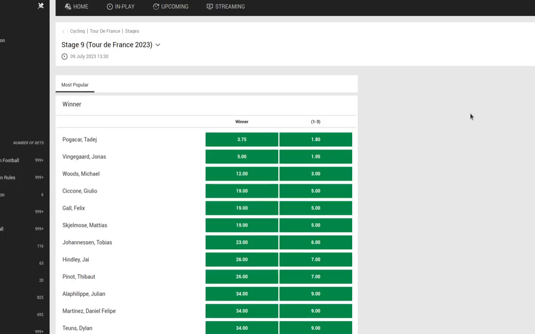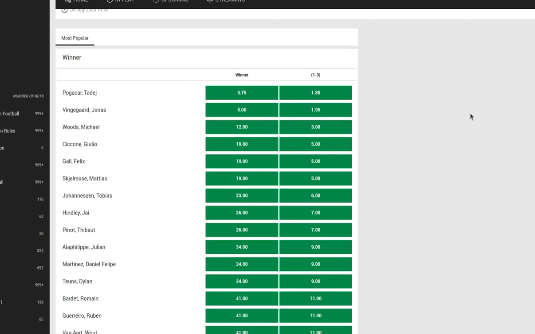And now let's look at the odds. Bookmakers have Pogacar as the favorite, but not that clear. 3.75, Vingegaard at 5, then Michael Woods. Probably they think that he will try to go in the breakaway. Israel really need to start going for the breakaways, pushing, because they didn't have much success in this year's Tour. Ciccone and Felix Gall, like I said, at 19.